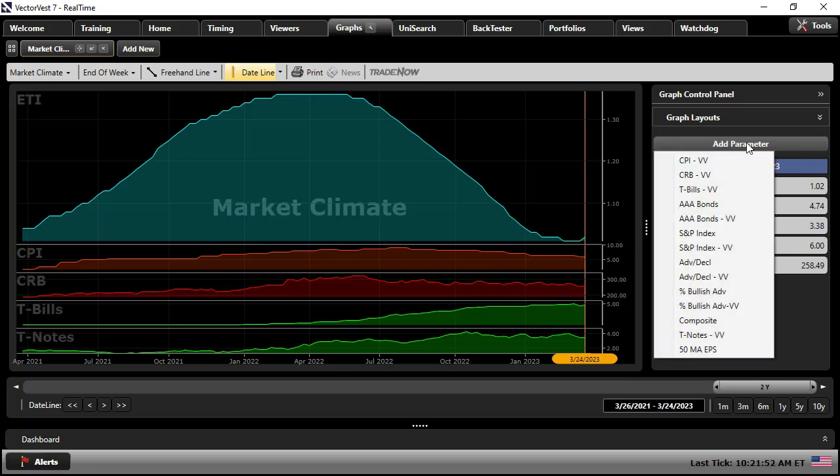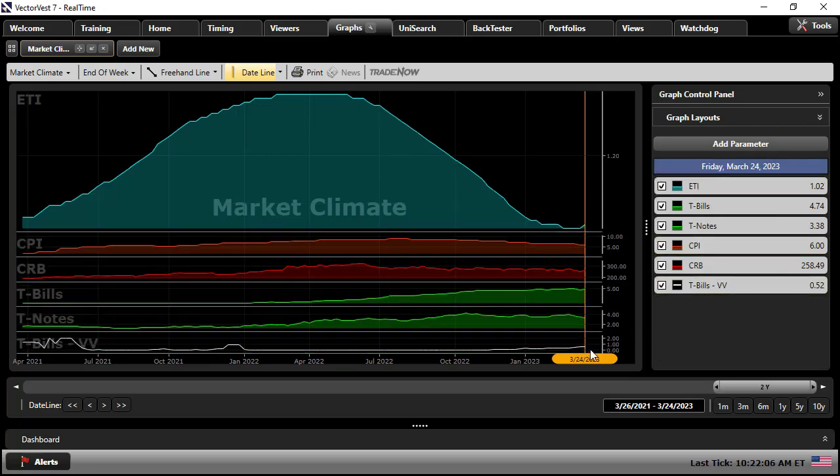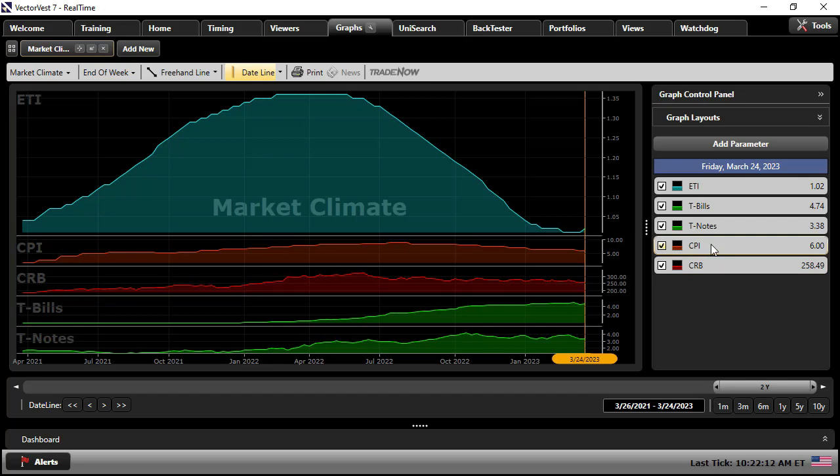Now, you can add parameters. There are a lot of parameters here that you can put on. Whatever parameter you see with the VV indicator after it just simply puts it on a VectorVest 0 to 2 scale to give you an idea of what's favorable or unfavorable. You can right click to remove those. This is how I default my personal market climate graph, because just that picture alone tells us a lot about what's been going on in the market over the last couple of years.